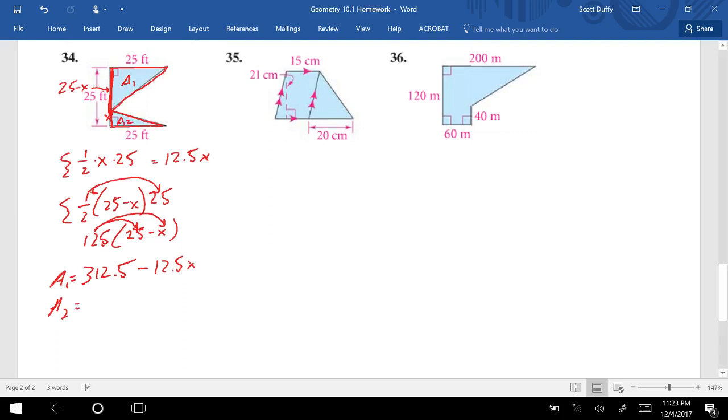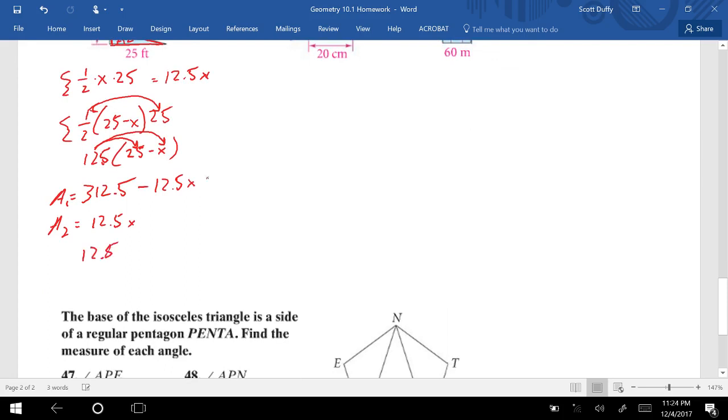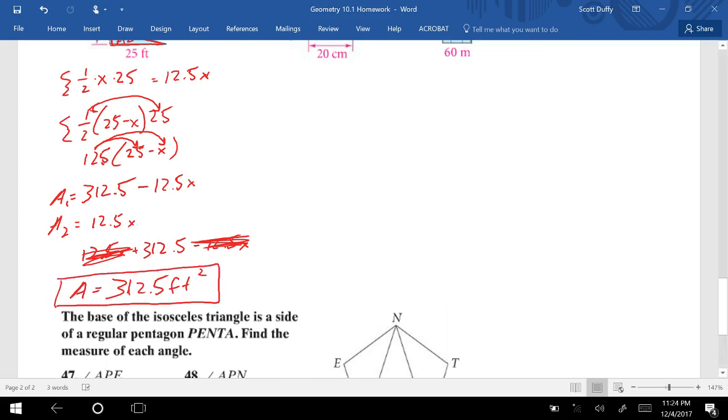Area 2 we had 12.5x. If we add them together, we have 12.5x plus 312.5 minus 12.5x. 12.5x minus 12.5x cancel, and we're left with 312.5 square feet, which is the same as what I got the first time. That's just more complicated.